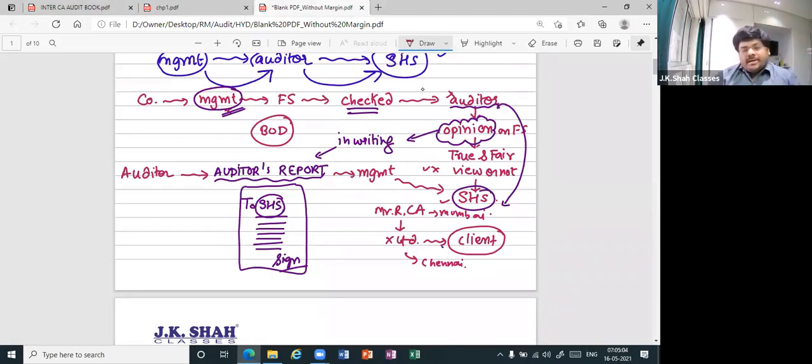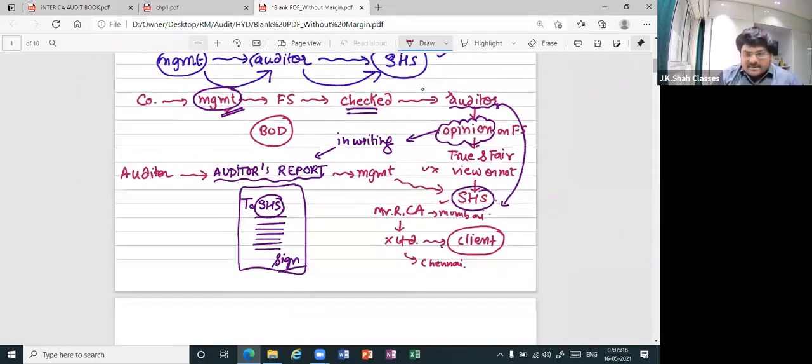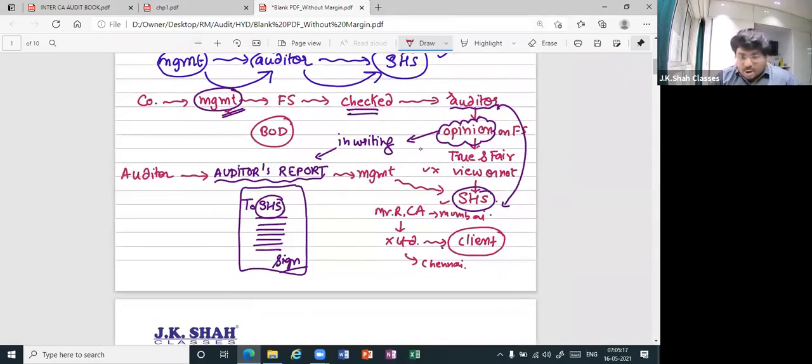So I'm from Mumbai and say X Limited, the client, is in Chennai. Now think and answer. Where will the audit happen? Will the audit happen at my office in Mumbai or the client's office in Chennai? Correct. Can I say the audit will happen at the client's office in Chennai?